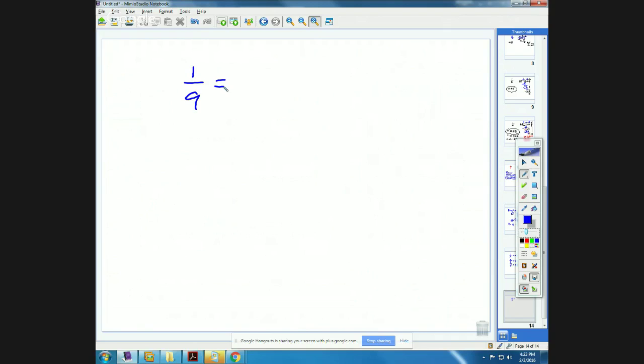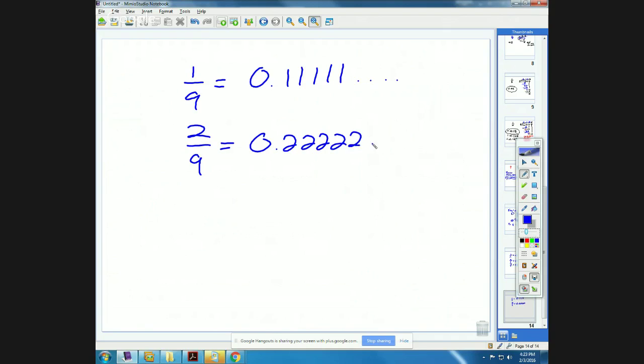And it's just 1, a whole bunch of 1s, forever and ever. Okay, how about 2 9ths? 0.22222, repeating forever.